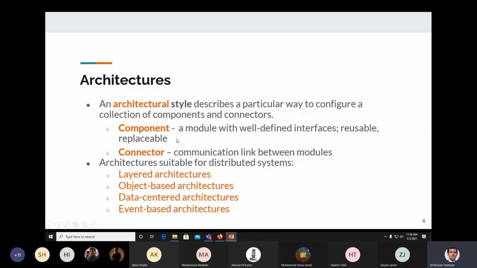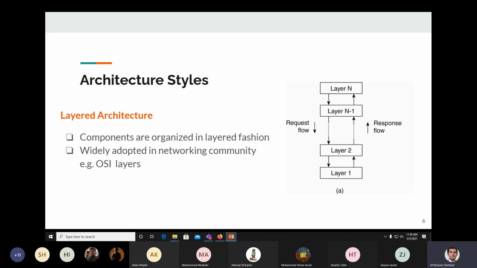What is a component? A component is a module with well-defined interfaces that should be reusable and replaceable. If someone asks you for the definition of a component in terms of distributed architecture, we will say that it should be reusable, replaceable, and reconfigurable. What is a connector? A connector is a communication link between the modules. So let's proceed.